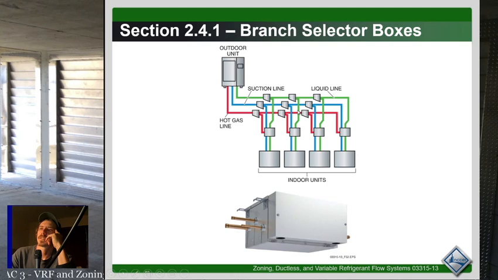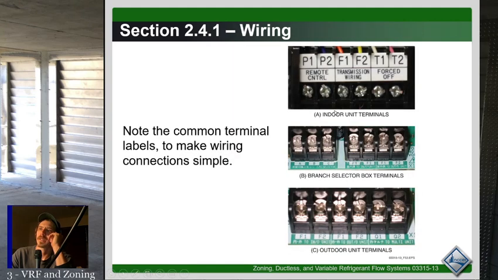Anyway, branch selectors are going to switch between heating and cooling at individual zones or units, but each individual zone with a branch selector can operate in heating or cooling at any given time. This is a Daikin setup. I can already tell you that by looking at it. This is exactly how the Daikin wiring goes.